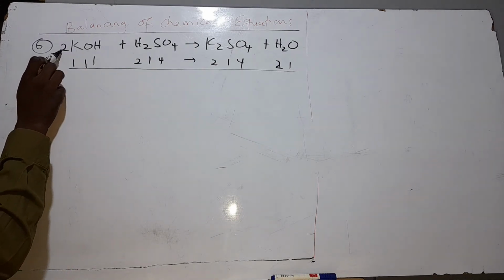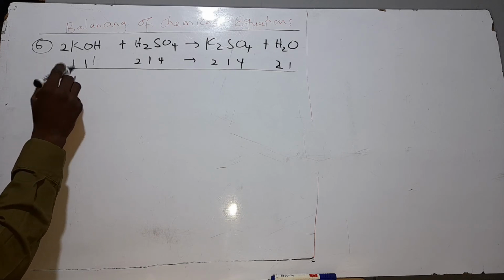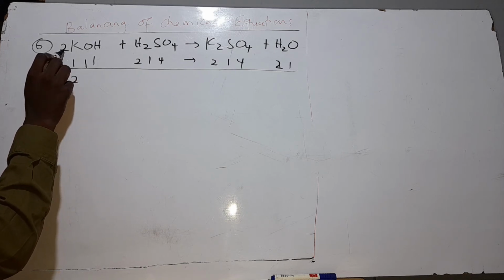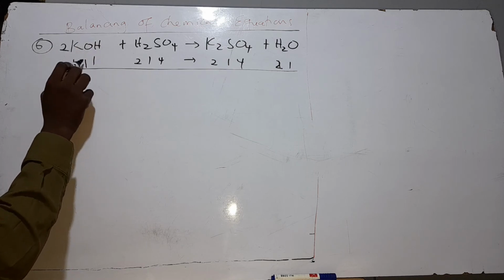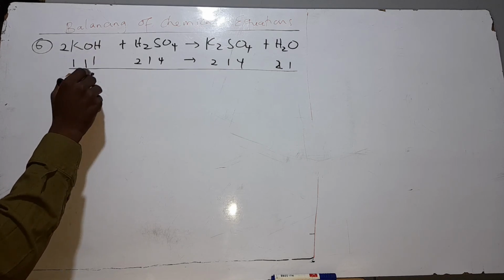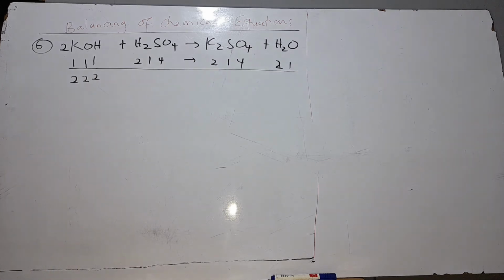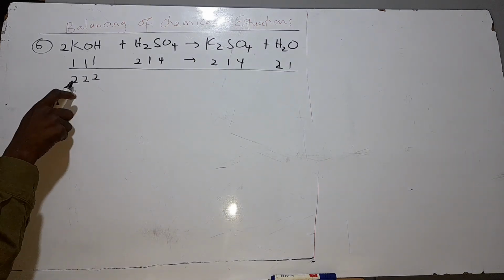If I put 2 here, now our K becomes 2 times 1, which is 2. I told you when you put 2 here, the 2 you put here affects all this one. So 2 times 1 is 2, and 2 times the H here will also give you 2. So our K is balanced. We have 2 of the K now.